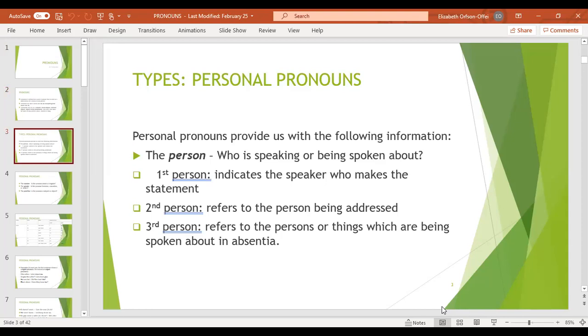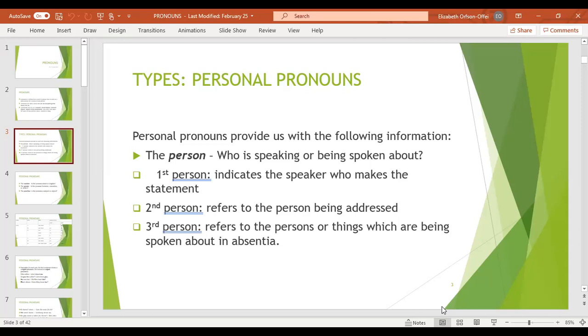Now let's look at the types of pronouns. The first type we'll talk about are what we refer to as personal pronouns. And personal pronouns give us this information. A personal pronoun can tell us the person who is talking, or who is being spoken about, who is doing the talking, or who that person is talking about.